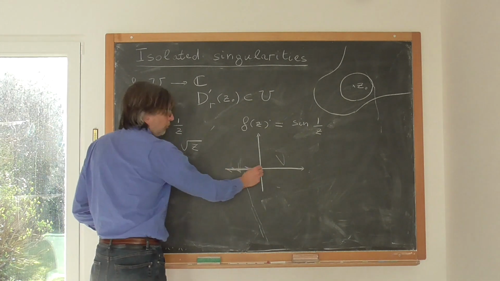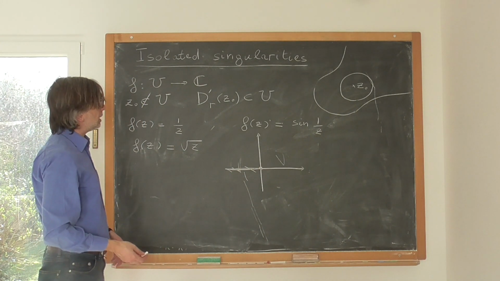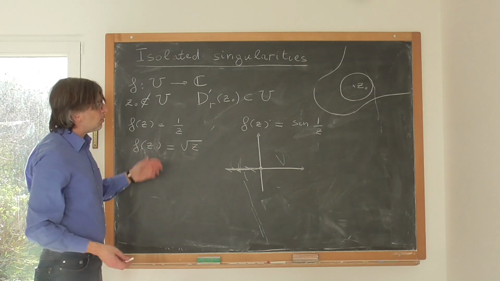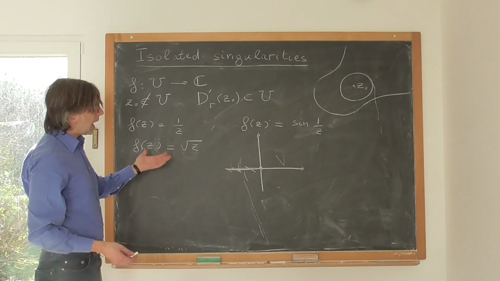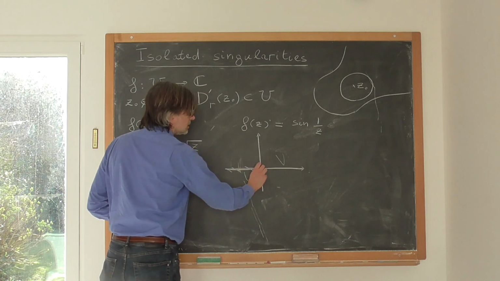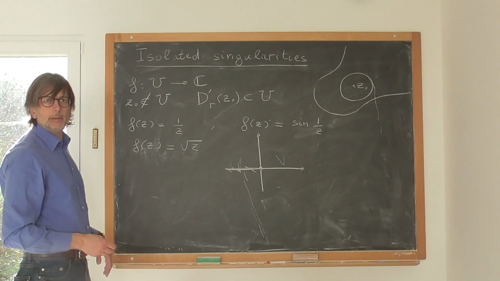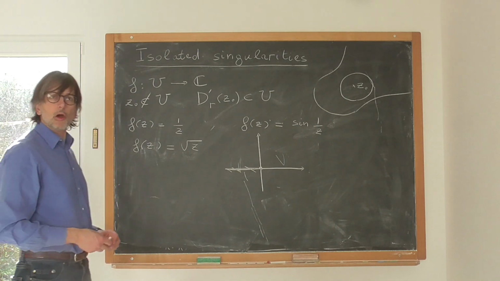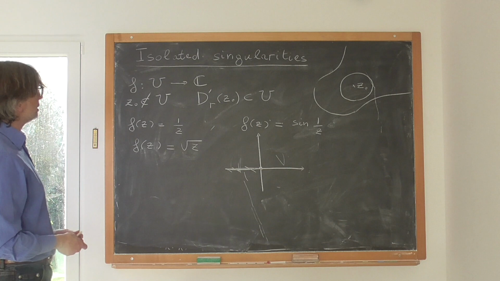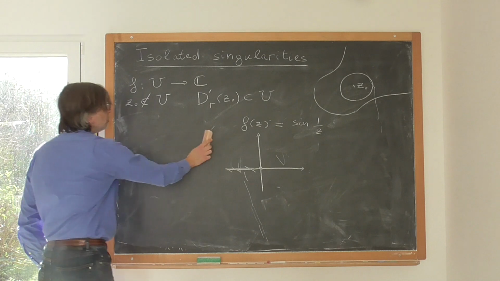So all the points here, for instance, the point 0, these are singularities of this holomorphic function. Meaning that the holomorphic function is not defined there, but they are not isolated. So there's not a whole punctured disk centered at 0 which is contained in the domain. Another example would be the logarithm function. That also has a singularity at 0, which is not isolated.